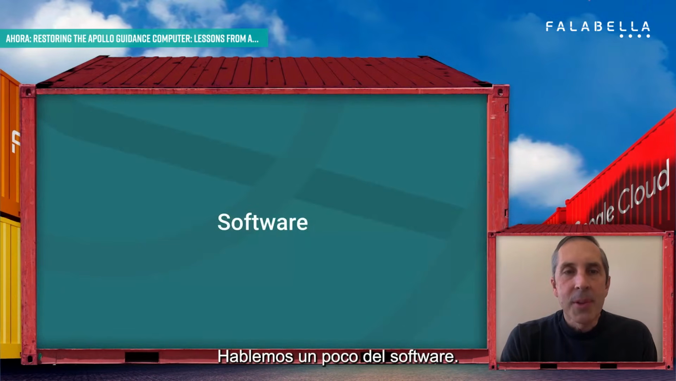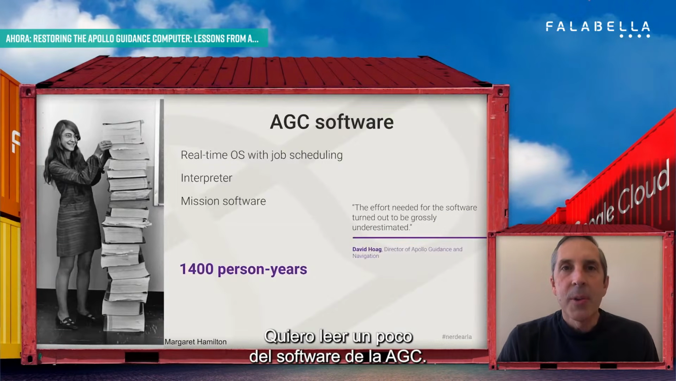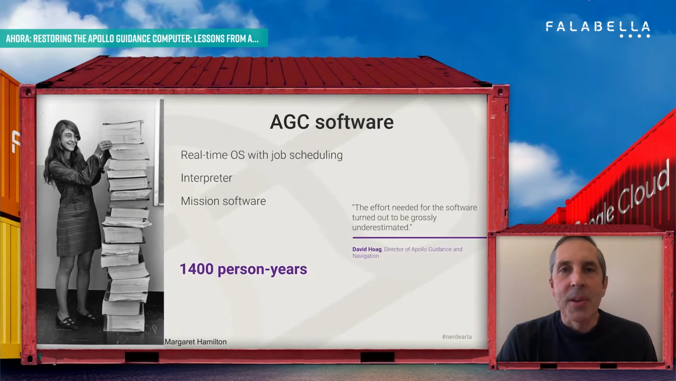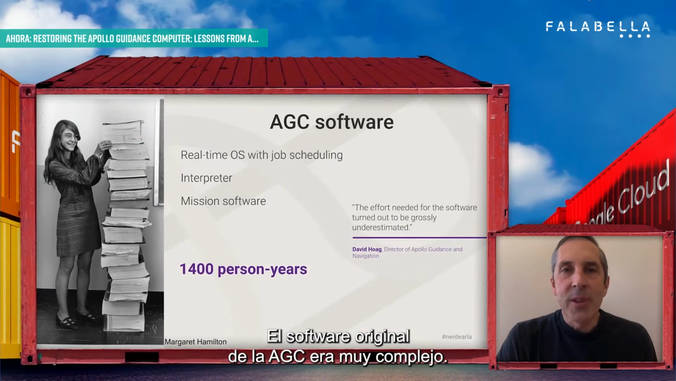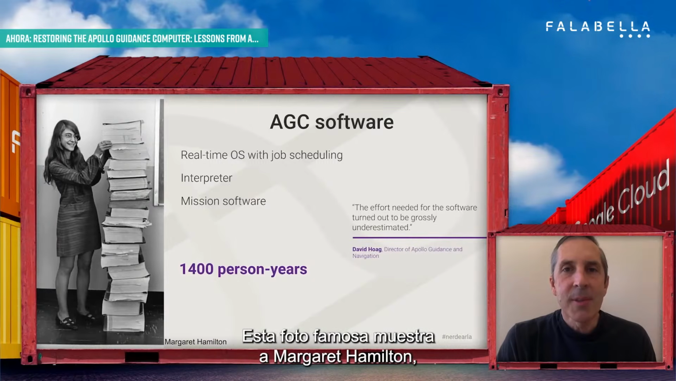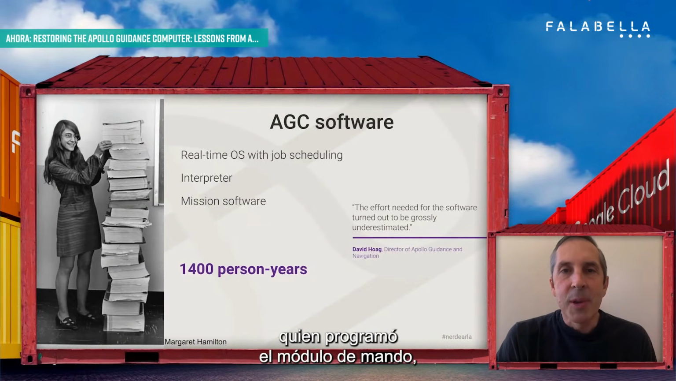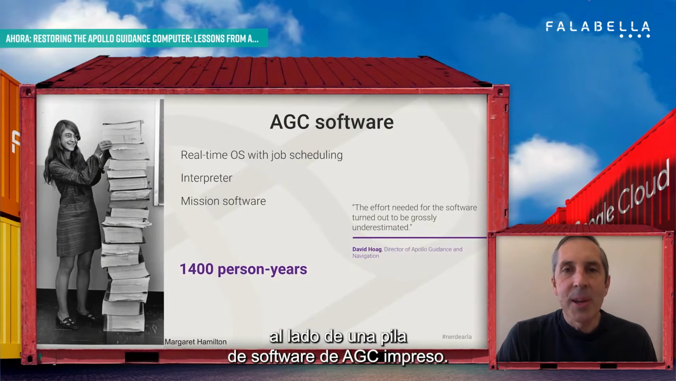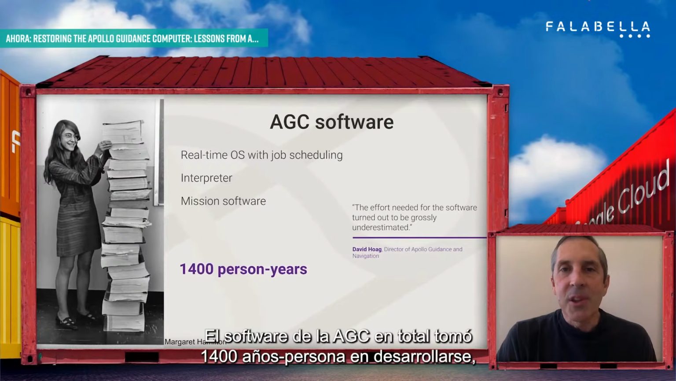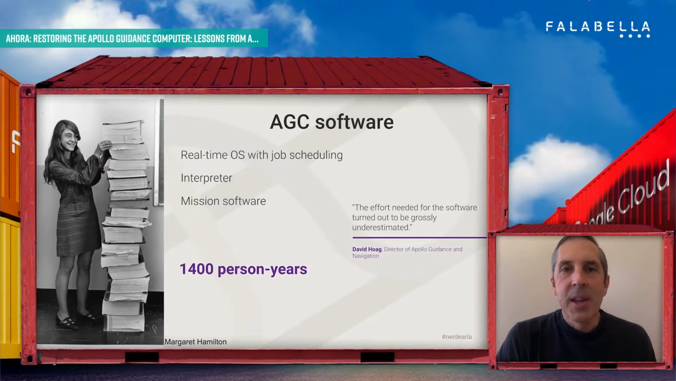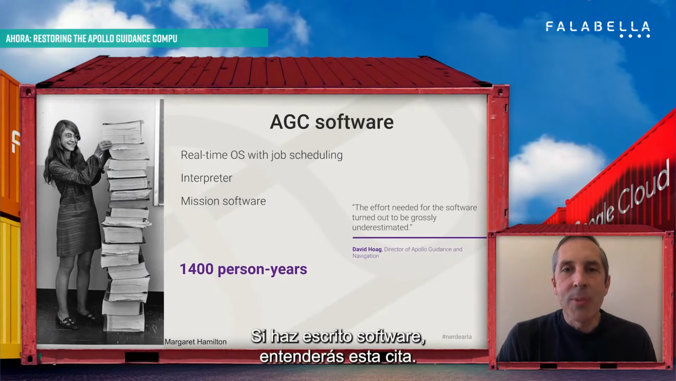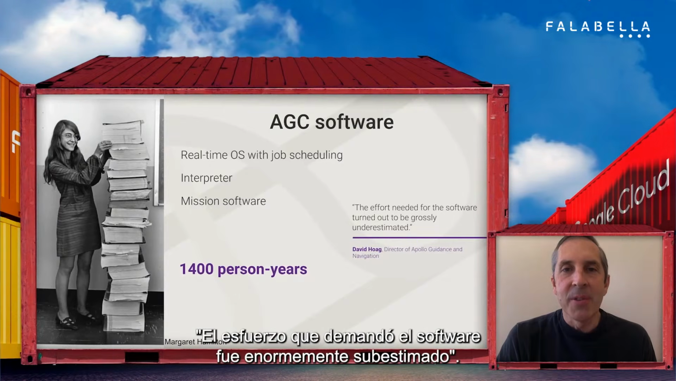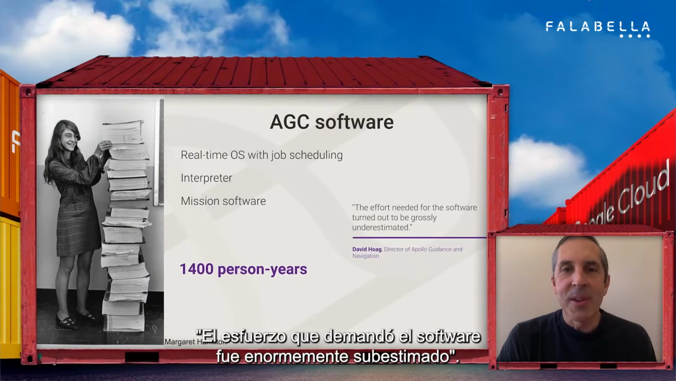So now I'll talk a bit about the software. I wanted to write some software for the Apollo guidance computer. The original AGC software was very complex. This famous photo shows Margaret Hamilton, director of CSM programming, standing in front of a stack of AGC software printouts. In total, the AGC software took 1,400 person years to develop, programmed in assembly language. Now, if you've written software, you can probably relate to the quote: the effort needed for the software turned out to be grossly underestimated.